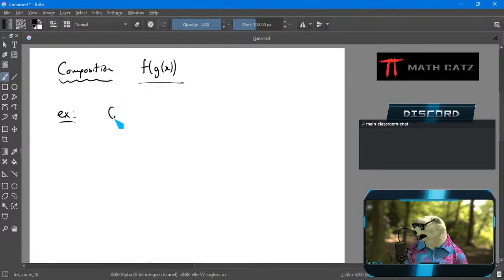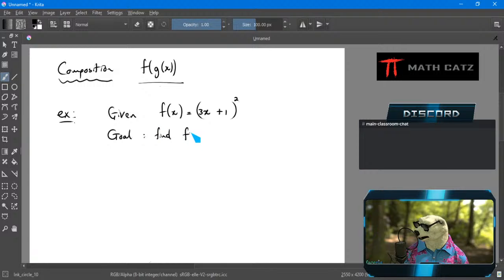We're going to have a function, so we're given some function. Call it f, call it whatever you want to call it. And let's keep it extremely simple. Let's suppose it's x squared plus 1. Actually, let's make it even simpler. Let's go 3x plus 1 squared. Let's go with that. Now our goal is to find the derivative.